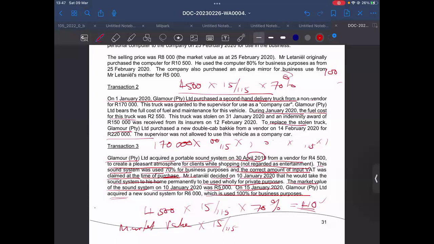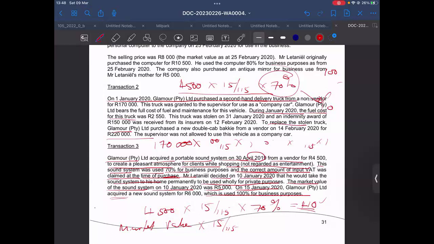It was used 70% for business purposes and to 0% what? Business purposes. Why 0% business purposes? It is because it's now used for private purposes. We no longer have any business use. So therefore, they say if there's change in use, you check whether the asset moved from 100% business purposes to 0% business purposes. If that's the case, you are going to calculate output VAT on the market value.